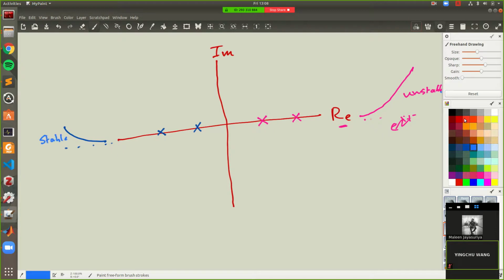And if you're talking about the imaginary, like let's say you have purely imaginary eigenvalues, right, that is anywhere on this line, right, then you'll have a perfectly oscillating system.